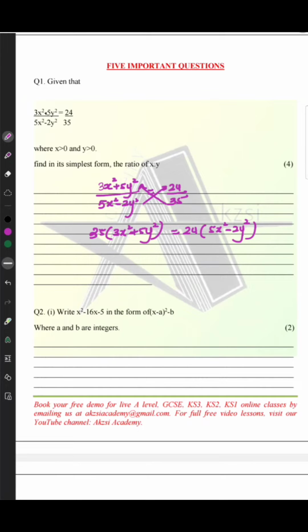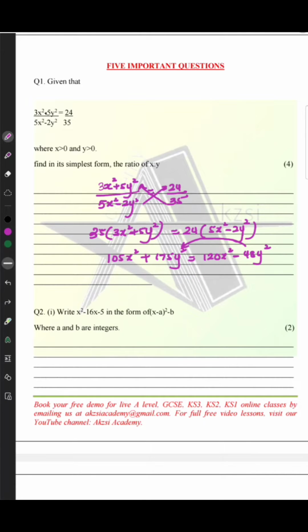So 35 times 3 gives me 105x squared, plus 35 times 5 is 175y squared. Similarly, I need to multiply 24 times 5, which is 120x squared, and 24 times 2 is 48y squared. Because we have to calculate the ratio, I have to bring all the x's on one side and y's on the other side. So I'm bringing y here and x here.